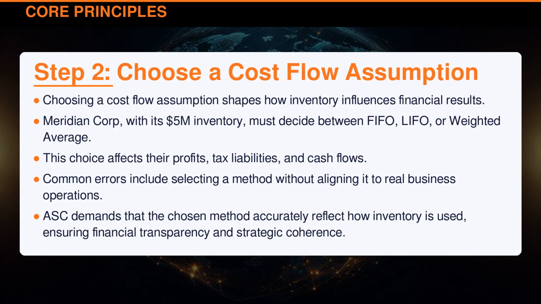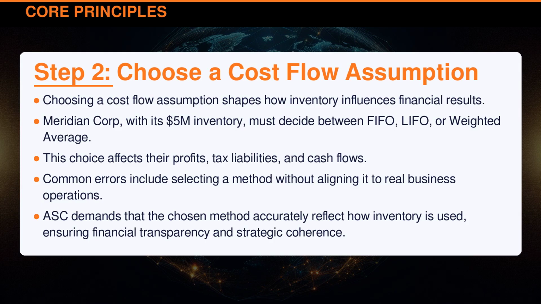Choosing a cost flow assumption shapes how inventory influences financial results. Meridian Corporation, with its $5 million inventory, must decide between FIFO, LIFO, or weighted average. This choice affects their profits, tax liabilities, and cash flows. Common errors include selecting a method without aligning it to real business operations.